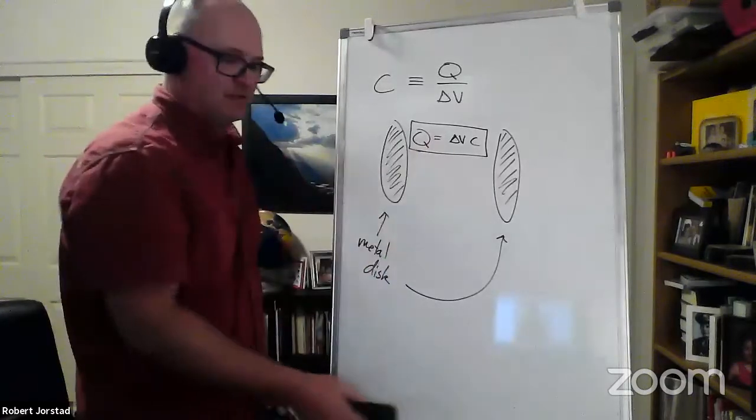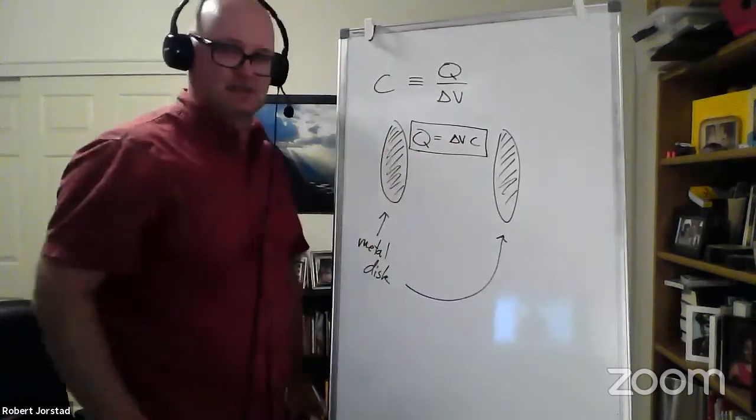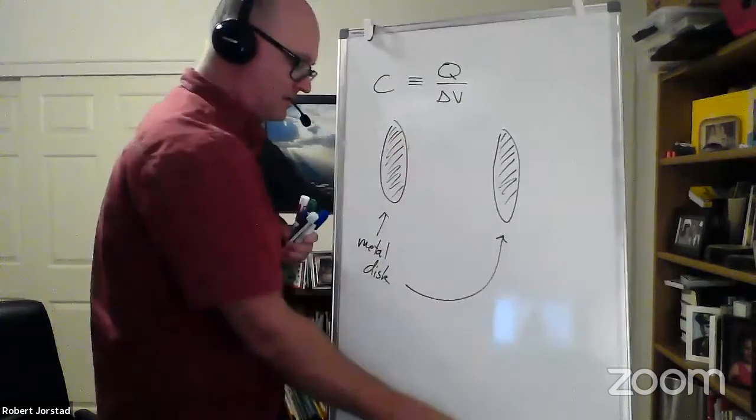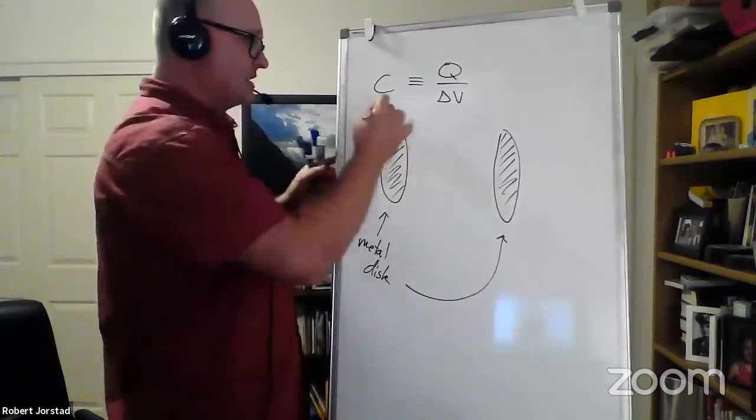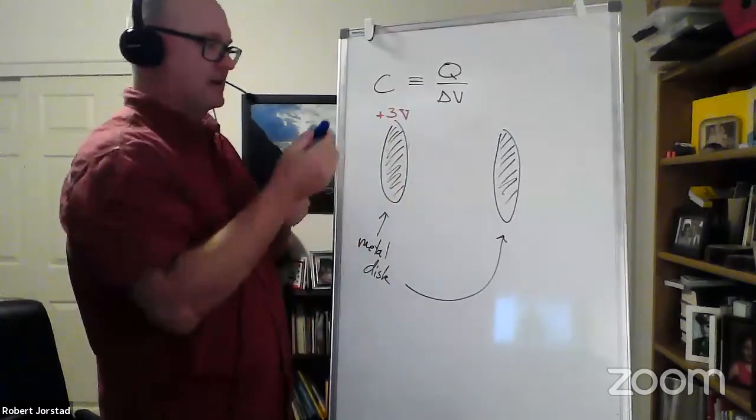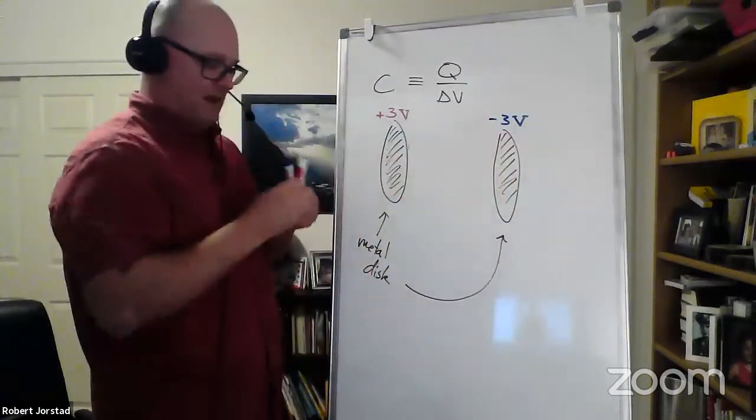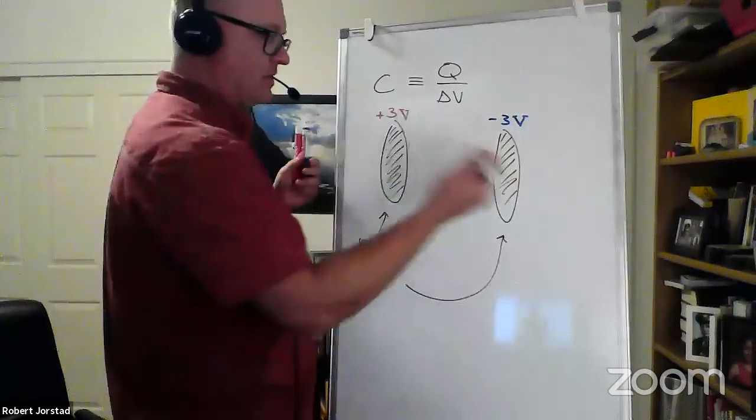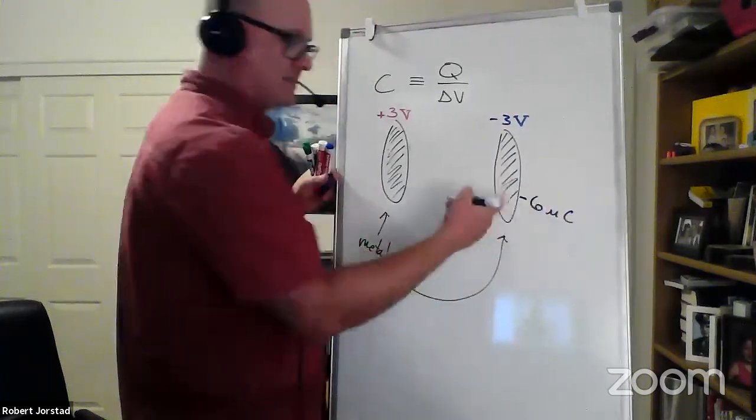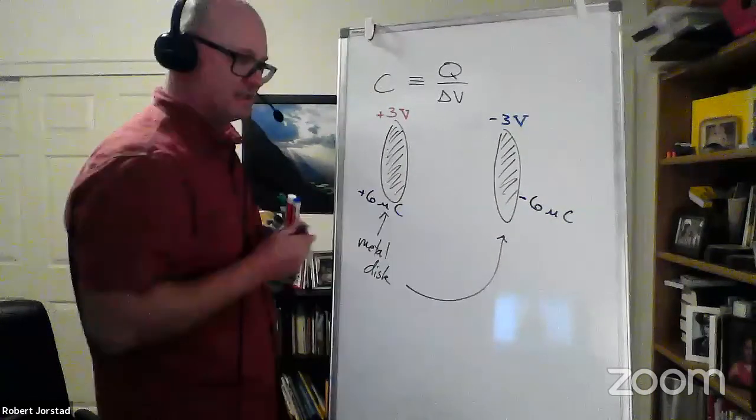Now, delta V, there's a difference between V and delta V. Delta V is potential difference. So obviously, we're not going to have charge stored if there's no potential difference. Let's say this one was at plus 3 volts, and this plate over here was held at negative 3 volts. Let's say this happens to be holding 6 microcoulombs, this would be negative 6 microcoulombs on this plate, and this would be plus 6 microcoulombs on this plate.